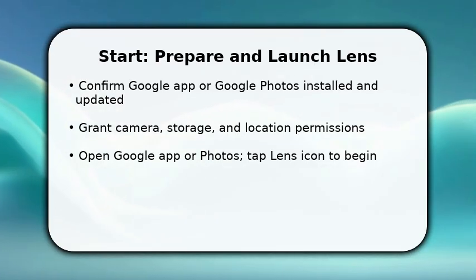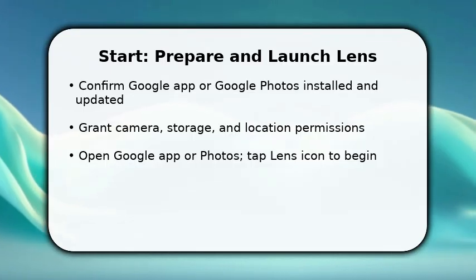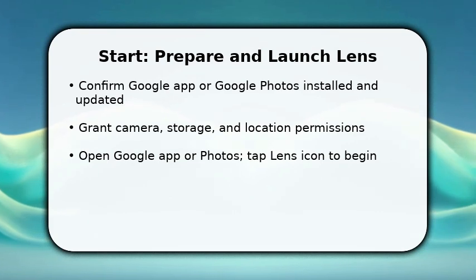Point your camera at the object you want to identify and hold steady. Once Lens recognizes content, it highlights areas of interest. Make sure to switch between camera and gallery modes when you need to analyze an existing image.